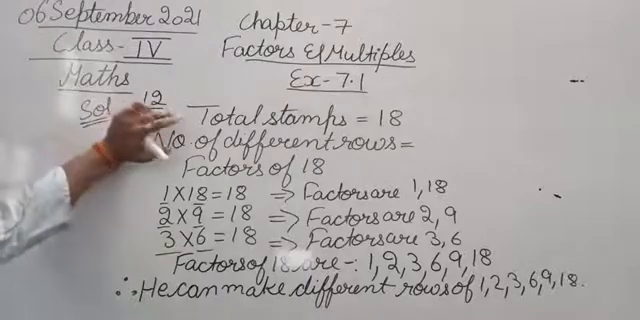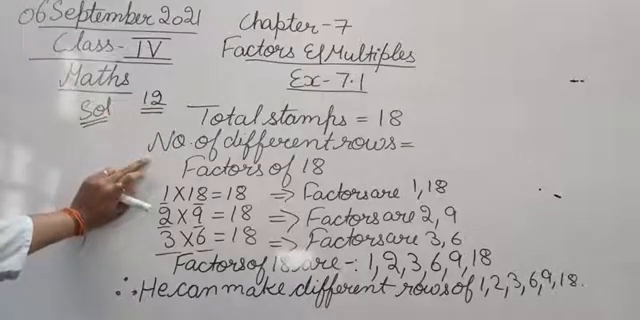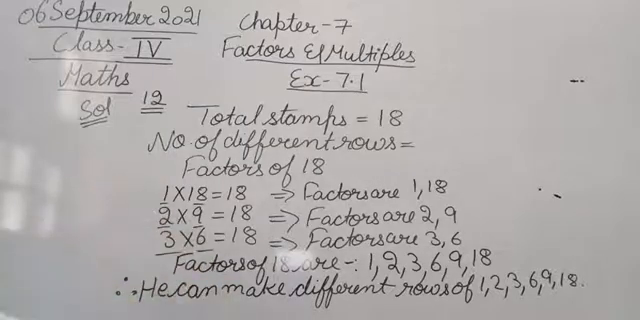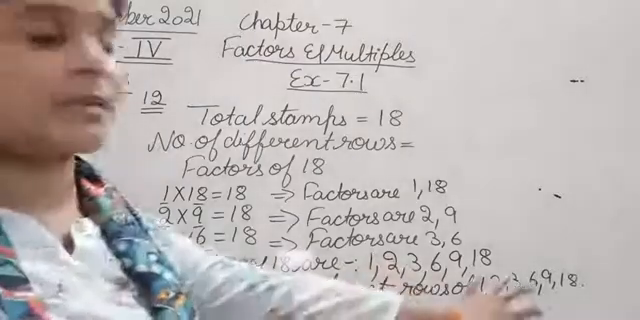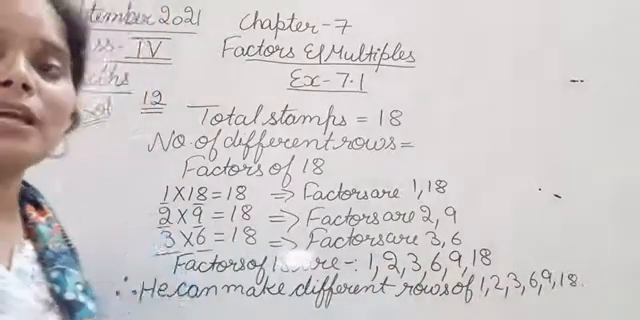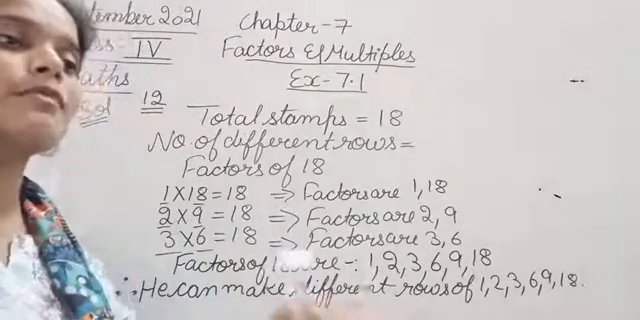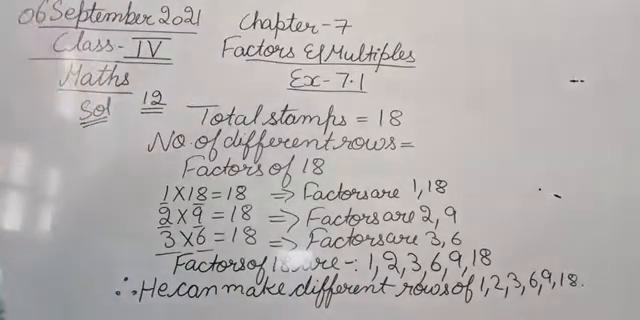So the total stamps is 18. Next is the number of different rows that we need to calculate. So when we find the factors of 18, look, he can make rows of 1, 2, 3, 6, 9 or 18. So this is the number of stamps that he can keep in each row so that he can have an equal number of stamps in each row. Okay, so this is the solution of question number 12. You can pause your videos here and note it down in your notebooks. Moving next to question number 13.